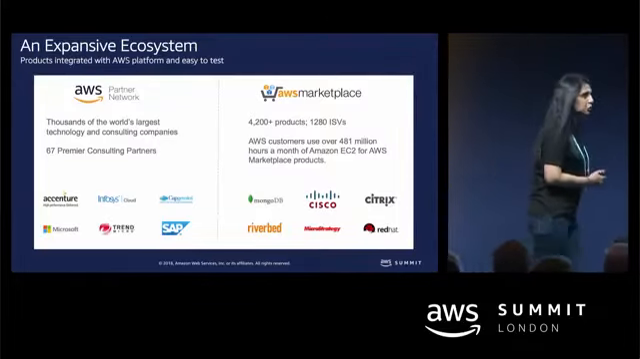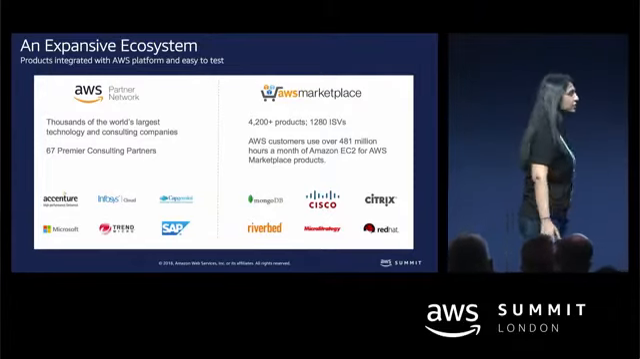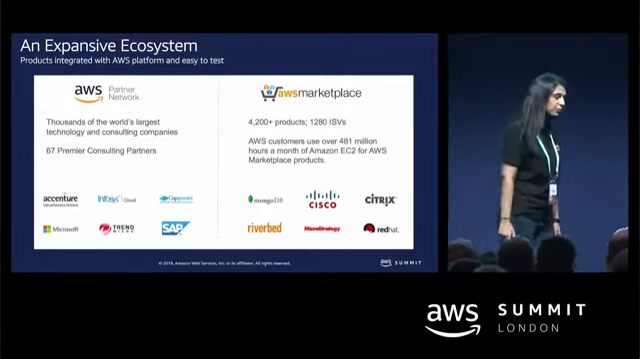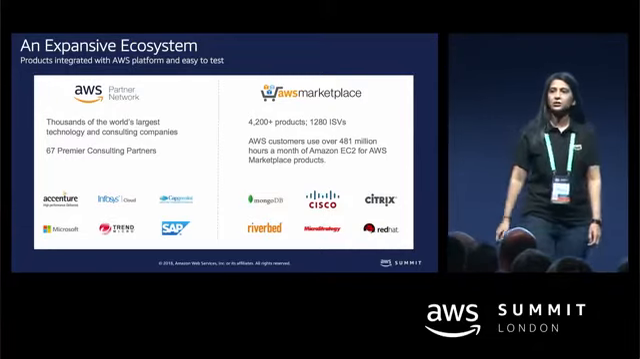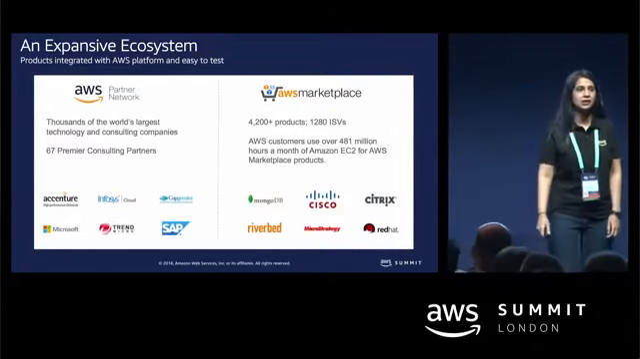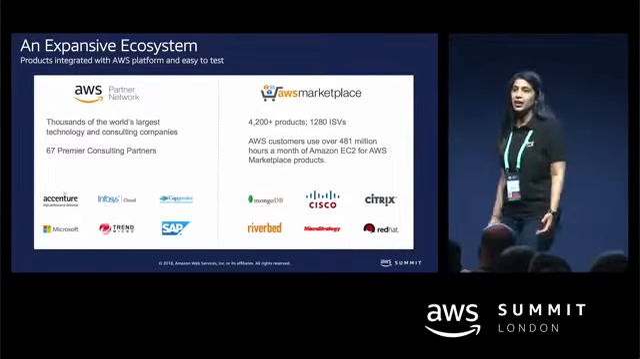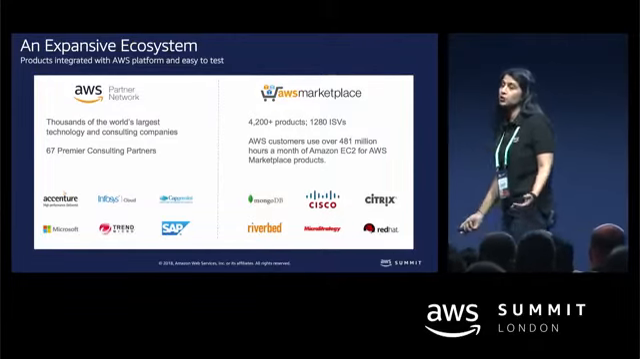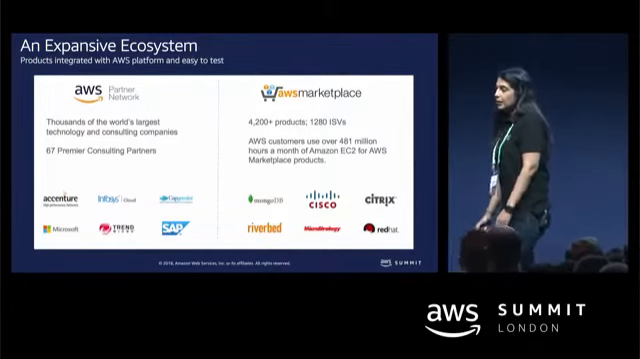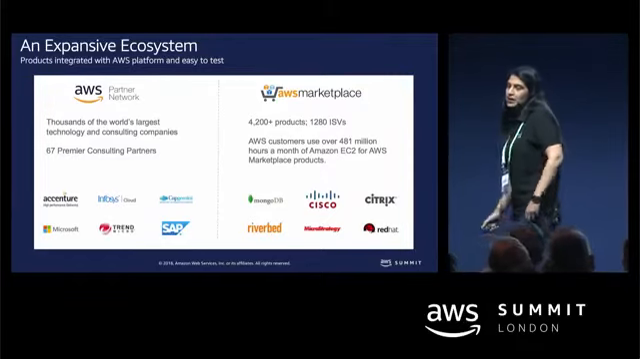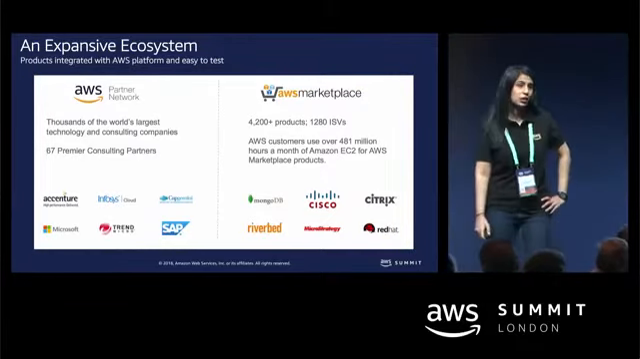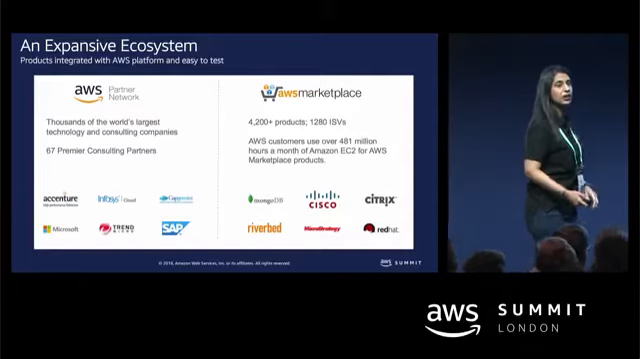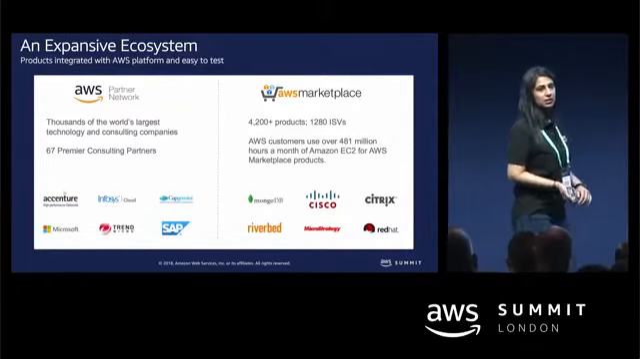A big shout out to our partners, our ecosystem, which consists of our APN partner network. We have thousands of technology and consulting partners that can help you and handhold you throughout a project or multiple projects if you choose to. We have the AWS Marketplace, which has thousands of third-party products that you can plug in and integrate with your existing AWS infrastructures.